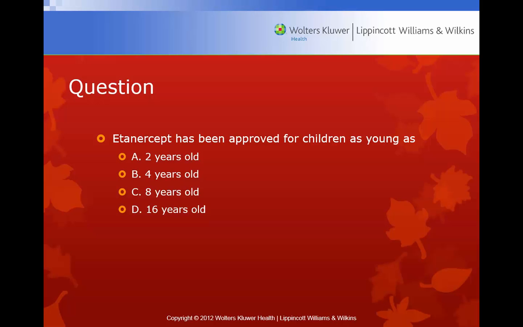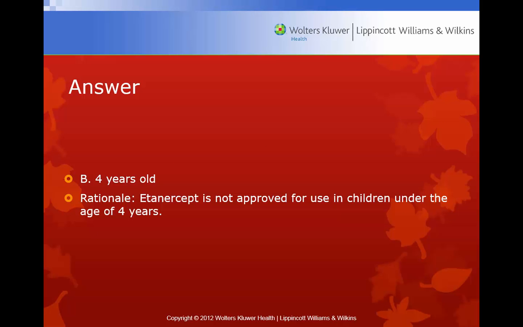Etanercept has been approved for children as young as 4 years old. It is not approved for use in children under the age of 4, nor can I think of a reason why you would really give it to anybody under the age of 4 anyway, because most of the time juvenile RA is not going to be diagnosed below 4 years old. They need to be able to tell us that they're hurting, and that's kind of hard to diagnose without them being able to give us a good history.